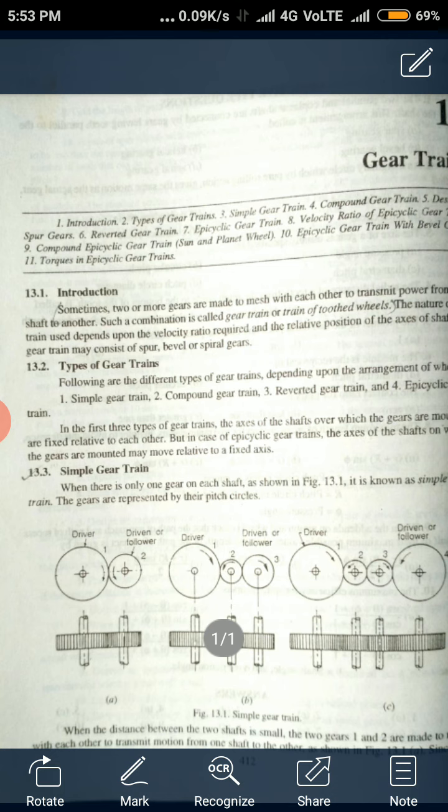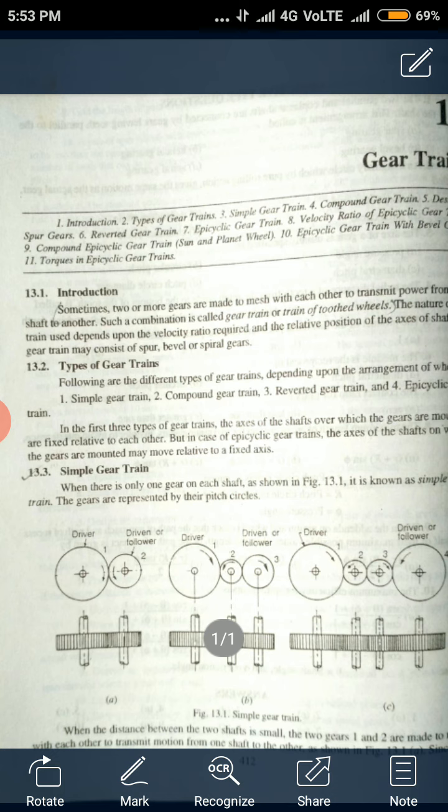You see the sketches here. What is the meaning of simple gear train? The simple gear train is nothing but this: if you have only one gear on one shaft, so there will not be more than one gear on a shaft. If you have only one gear, whether it is on a driving shaft or a driven shaft, such a combination is called a simple gear train. You see the sketch given here.